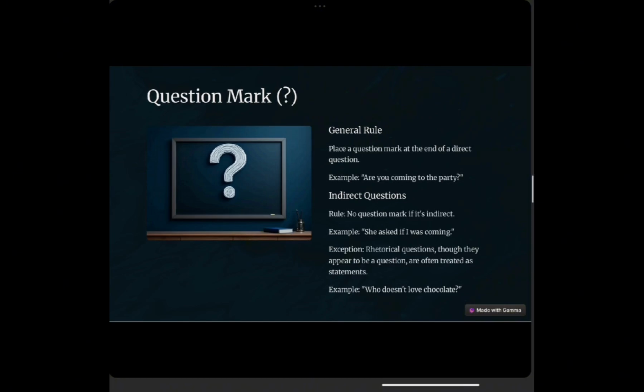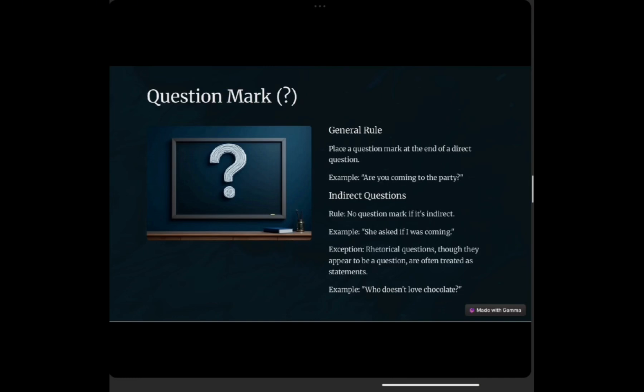The question mark goes at the end of a direct question. For example, "Are you coming to the party?" Here, "Are you coming to the party" is a question and we place a question mark after the question. But we don't use a question mark if the question is indirect. For example, "She asked if I was coming." Here it's an indirect question, so no question mark is used.